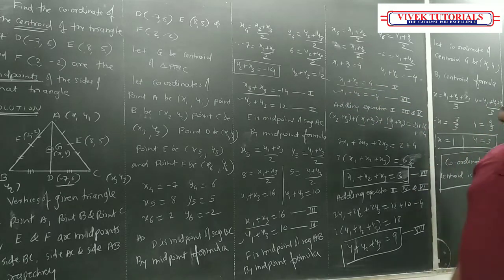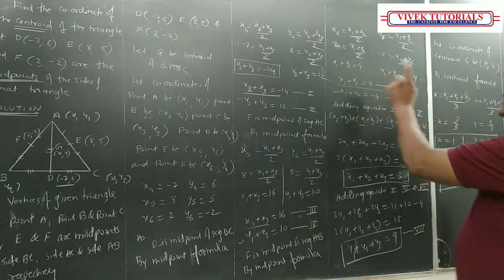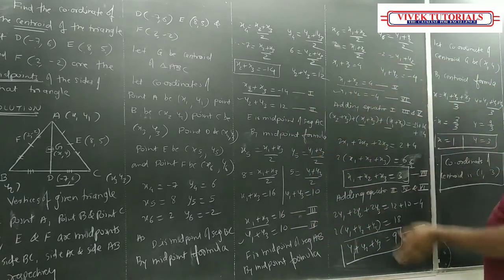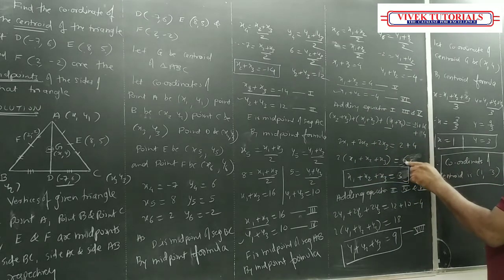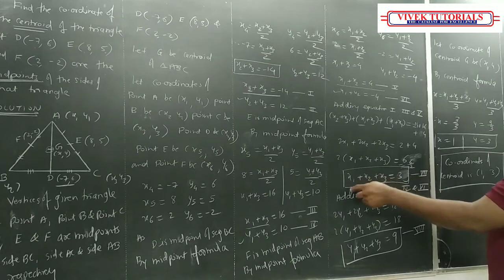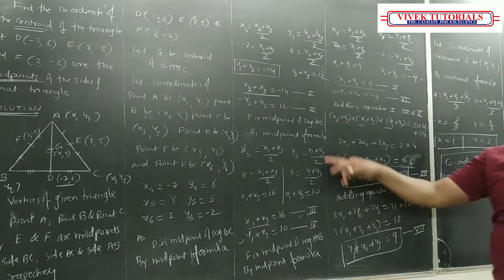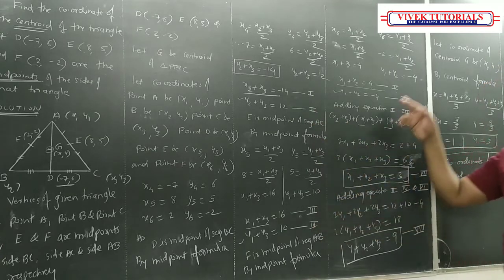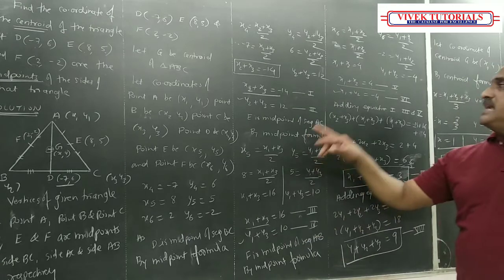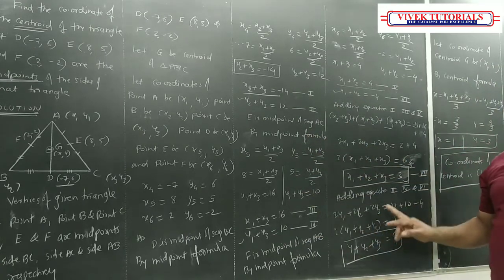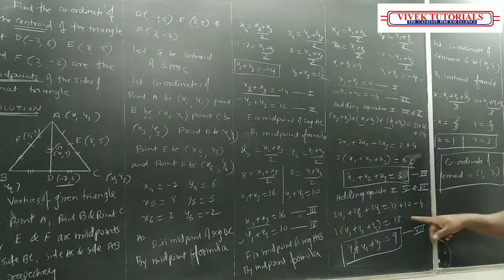What did I do? I added the x terms. Equation 1 has x, equation 3 has x, equation 5 has x. When I added, I got 2x1 plus 2x2 plus 2x3 is what? 6. 6 upon 2 is 3. x1 plus x2 plus x3 is 3. But in the second case, while adding for the y terms, equations 2, 4 and 6, I have written directly y1 plus, here also 2y1 plus 2y2 plus 2y3 is 12 plus 10 minus 4, which is 18.